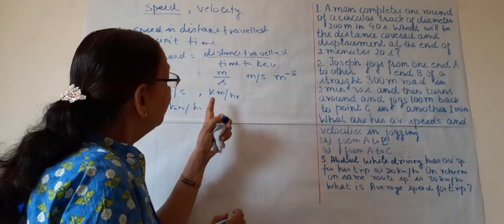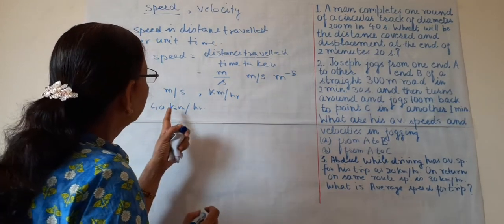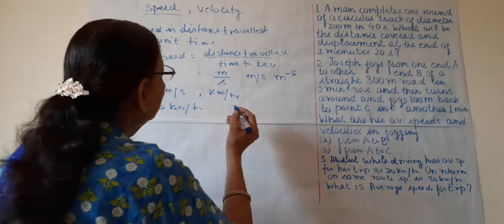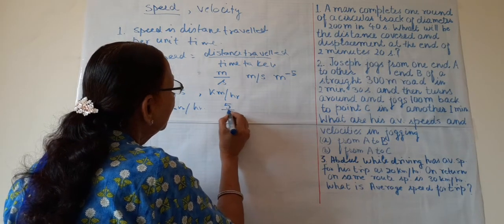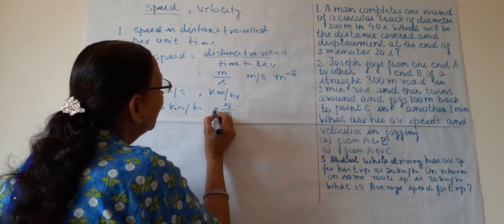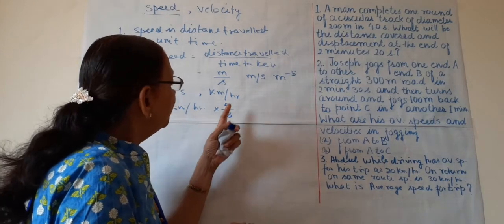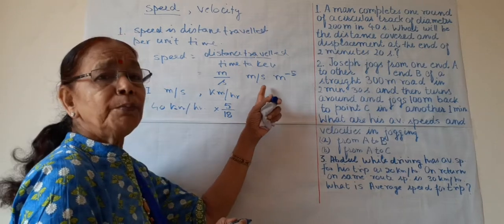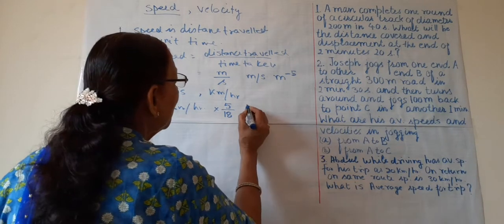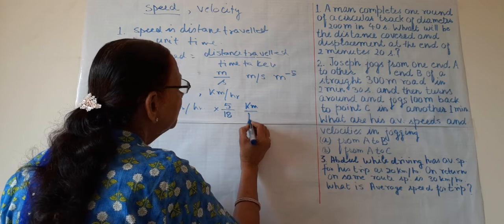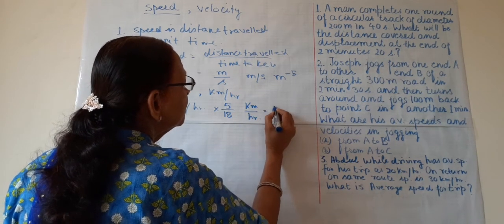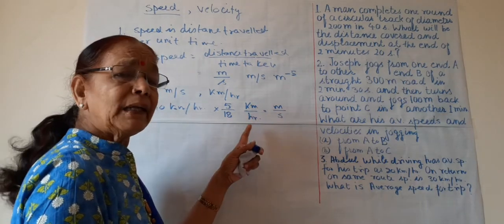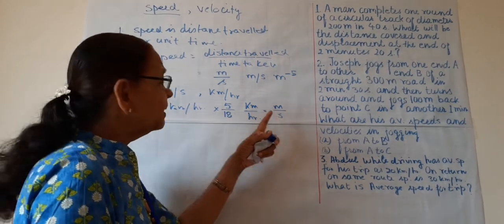So first of all, we have to convert this kilometer per hour into meter per second. That is a simple fraction, that is 5 upon 18. If we multiply the total value with 5 upon 18, we will get from kilometer per hour to meter per second. See, this is kilometer per hour. We want to convert it into meter per second. We can write like this, kilometer per hour, meter per second.